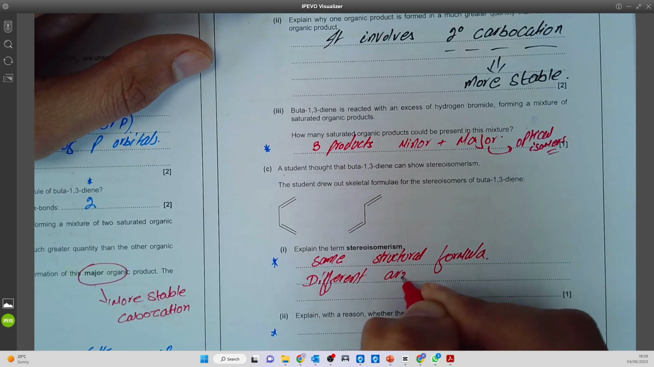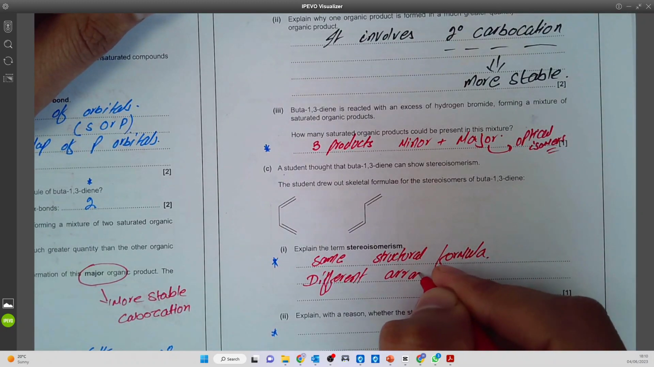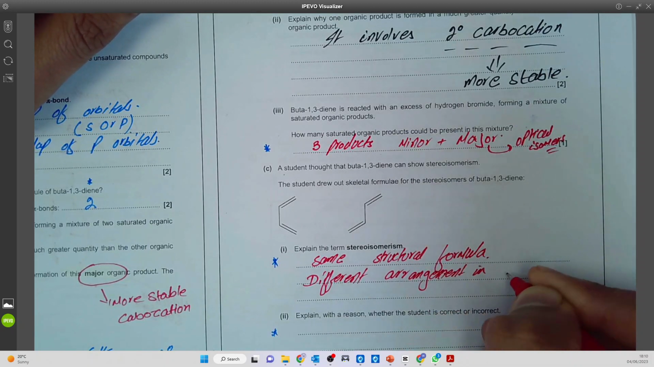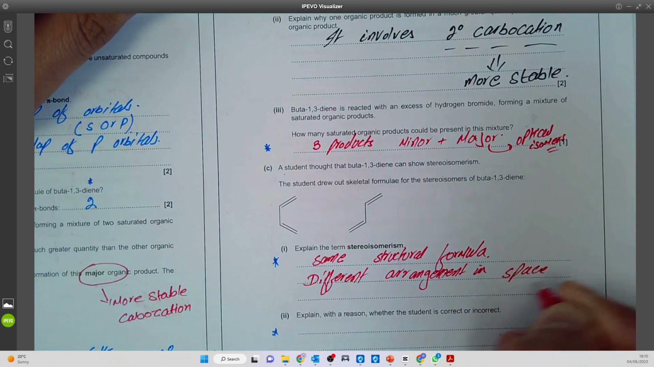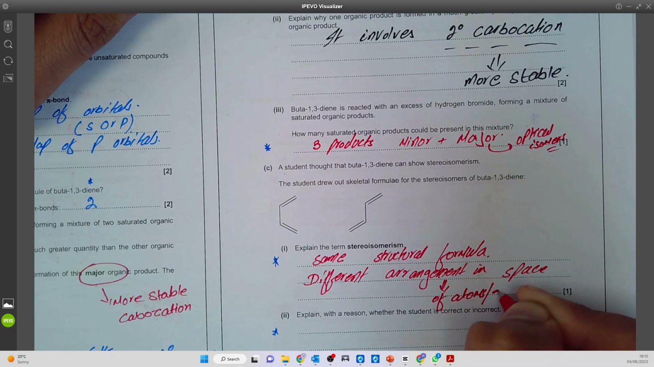Isn't it the same molecular formula? No, they have the same structural formula as well. Oh, okay. They can be both the same molecule and the same structure, they just have a different arrangement in 3D space. A different arrangement in space. Make sure you say of atoms slash groups.